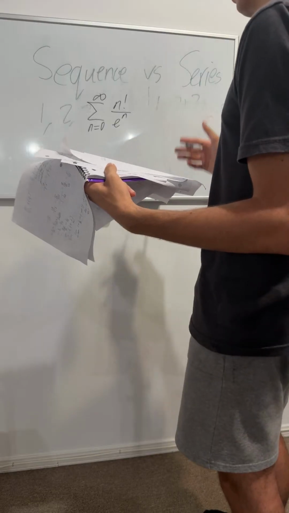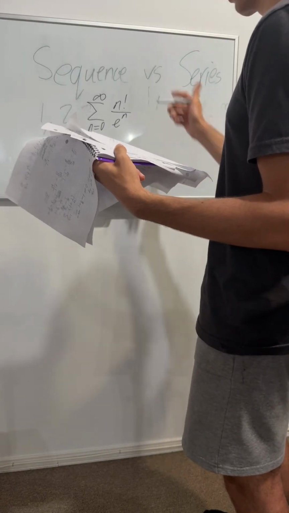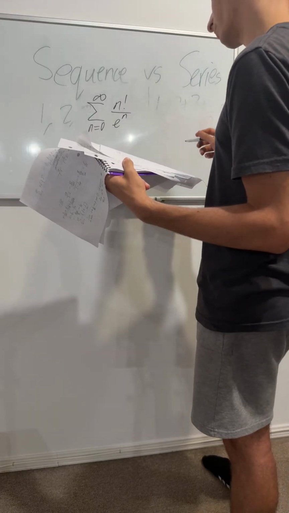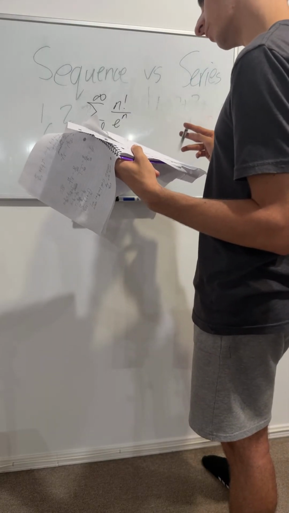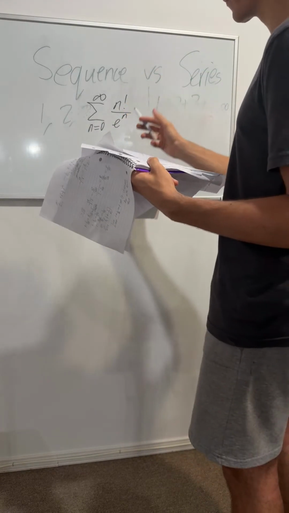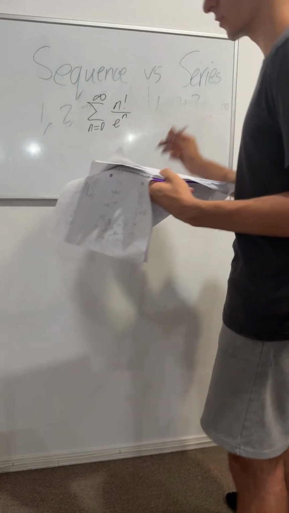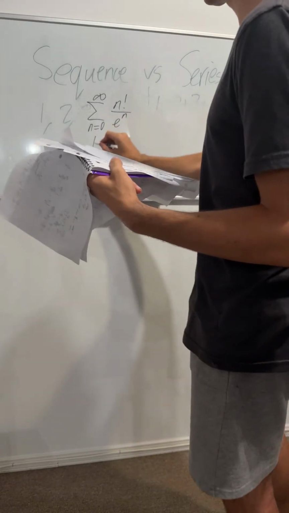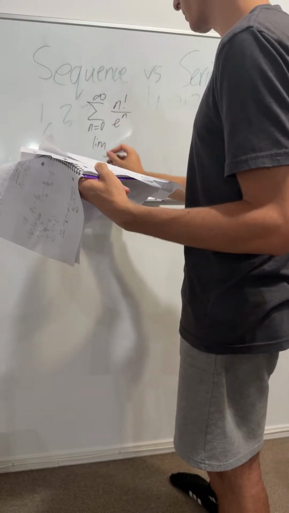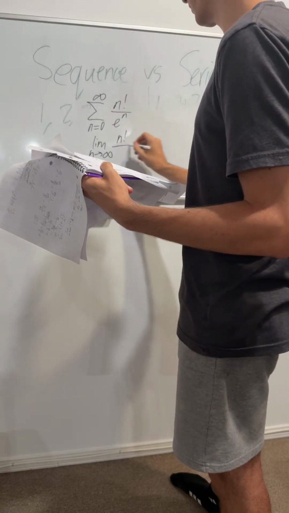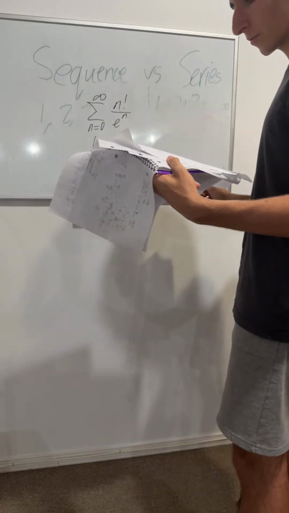So this is obviously not GSC because if you see factorial, then you can forget about GSC. So we said it's not GSC, right? If it's not GSC, go to your next best friend, nth term test. Nth term test, what do you do? You make this a limit. Summation becomes a limit. Limit as n approaches infinity of n factorial over e to the n.